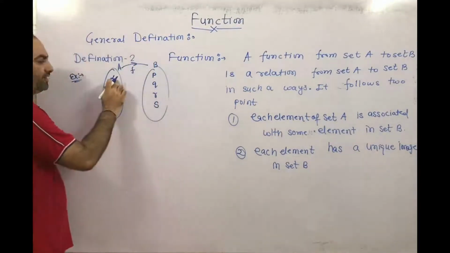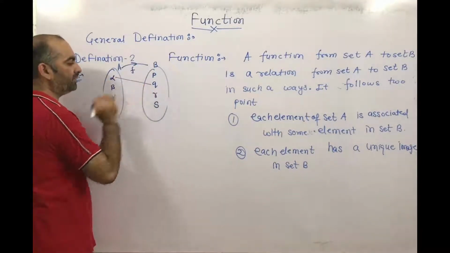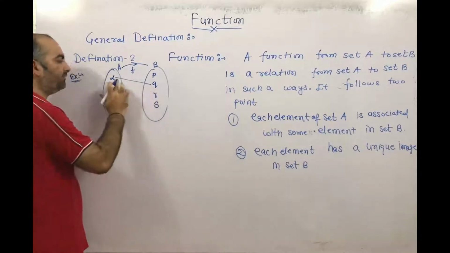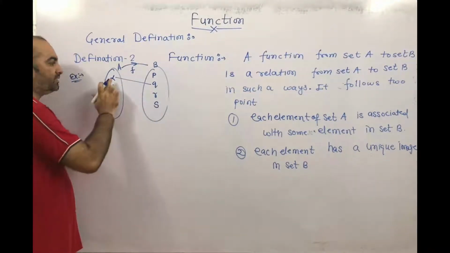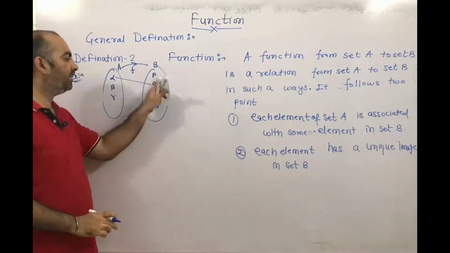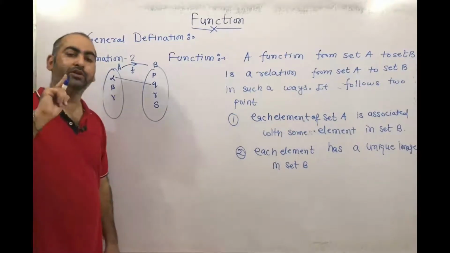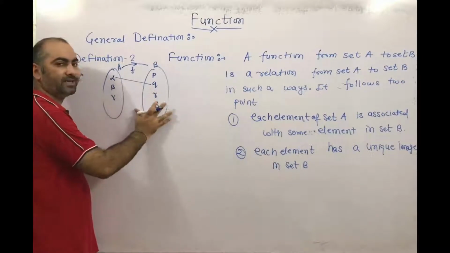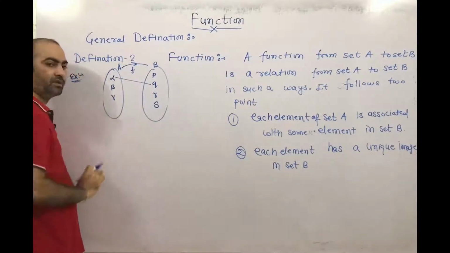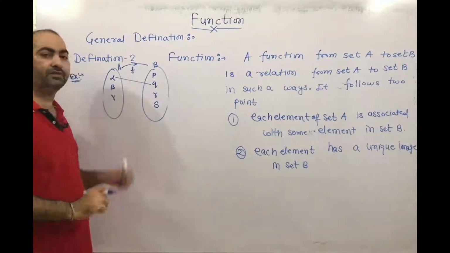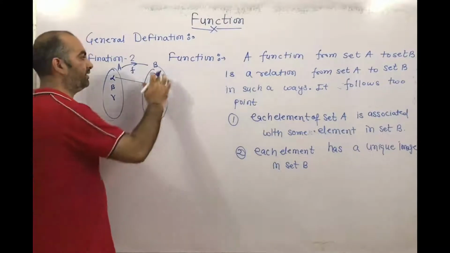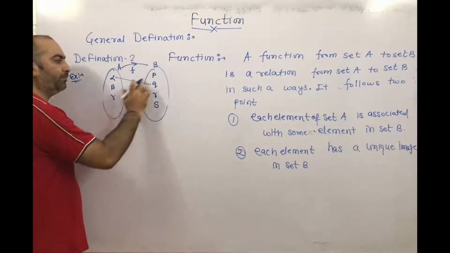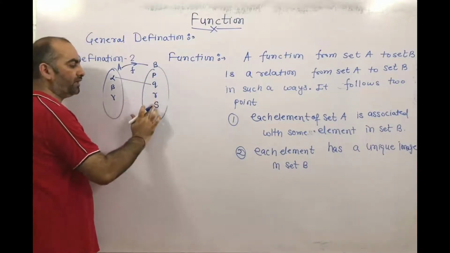Suppose here alpha is connected with Q. That means Q is the image of alpha. That means alpha should not connect with P, R, S. It should have only a unique image. That means it should be connected with only one element in set B. Similarly beta should also be connected with only one element in set B. So beta can be connected with P or Q or R or S.